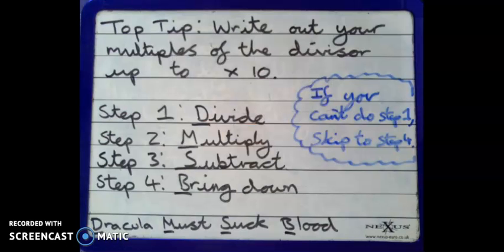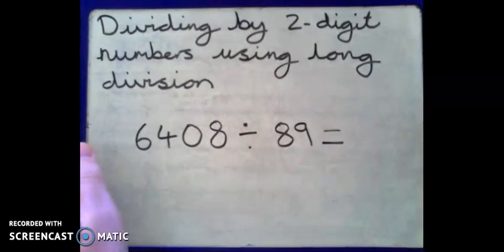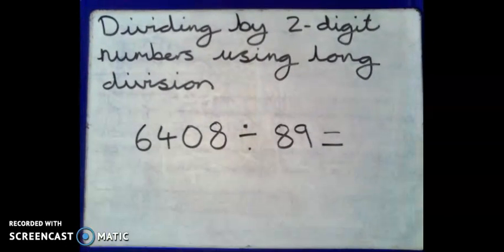Let's go through the steps for using this method again. Our top tip is to write out our multiples of the divisor up to multiply by 10. The steps we need to remember are: step 1, divide the number; step 2, multiply; step 3, subtract; step 4, bring down, or Dracula must suck blood. Remember, if you can't do step 1, skip straight to step 4 and bring down those numbers until you can divide the number by the divisor. That's our lesson on dividing two-digit numbers using long division.